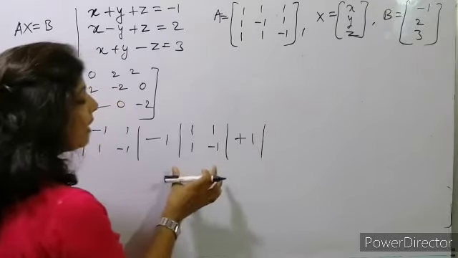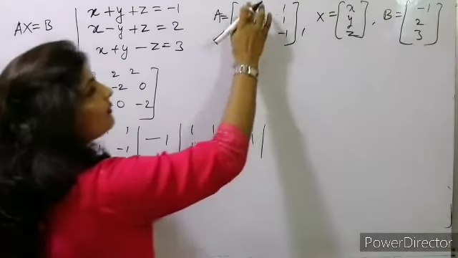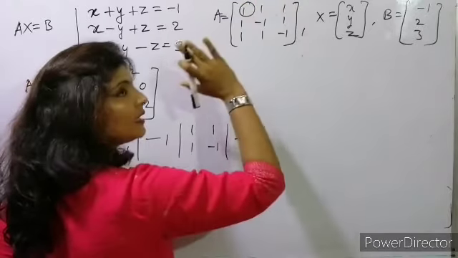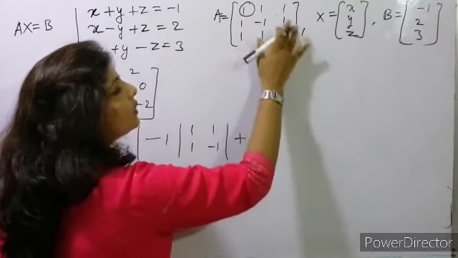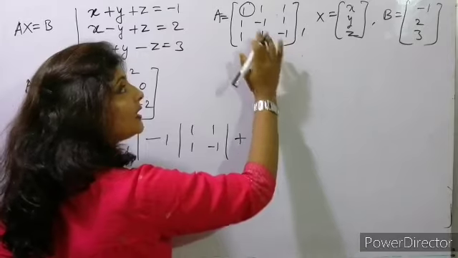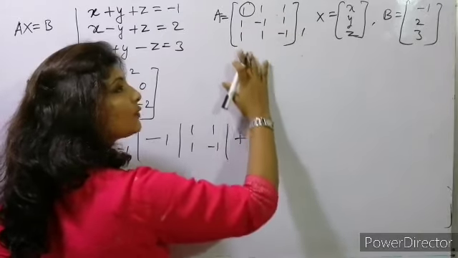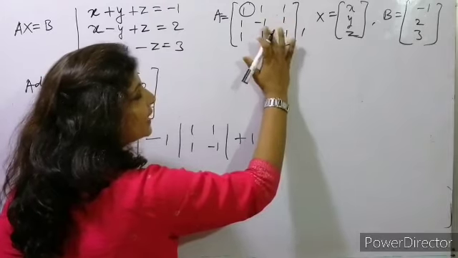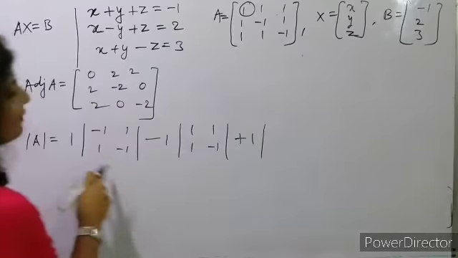And now how are we taking the values? When we are considering this value, this row and this column will be hidden. So what we are seeing is, if we hide the first row and first column, what is left behind? That is -1 1 1 -1. So we have written it here.